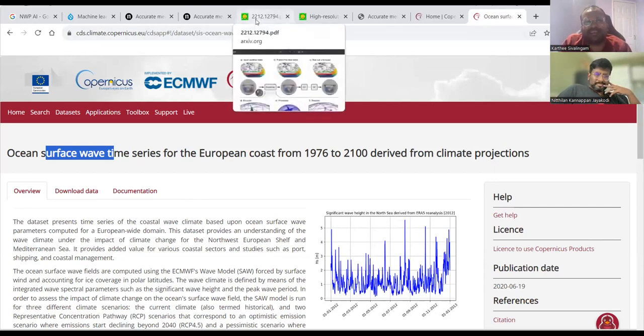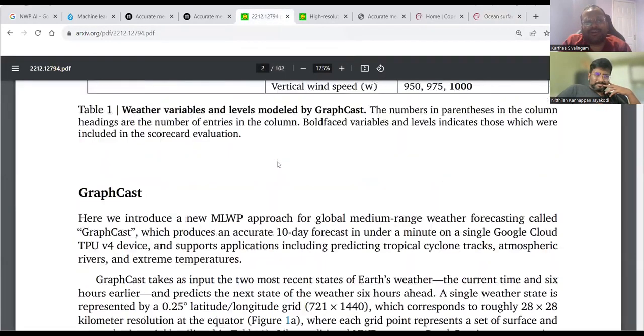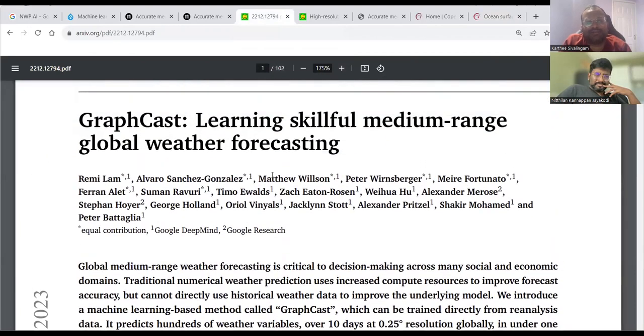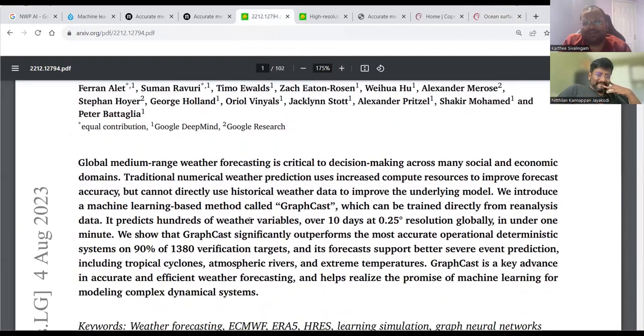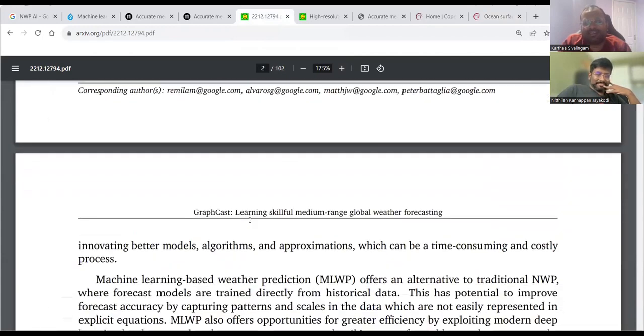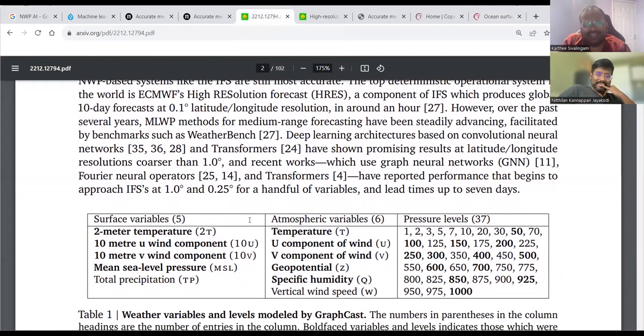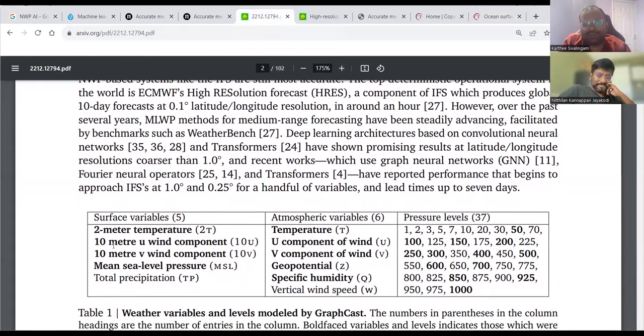First one is this model called GraphCast by Google, Google DeepMind and Google Research. Oh, GraphCast. Okay. DeepMind is the team which works on AlphaGo and protein folding, AlphaFold. So they are looking into this. Okay, nice. It's new information. Climate science is one of the main fields.